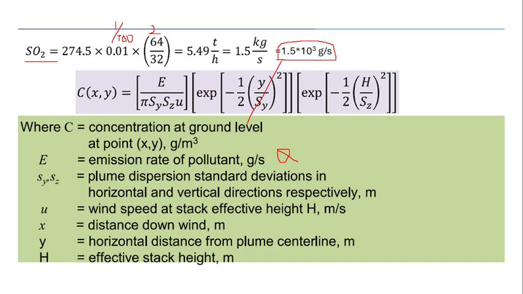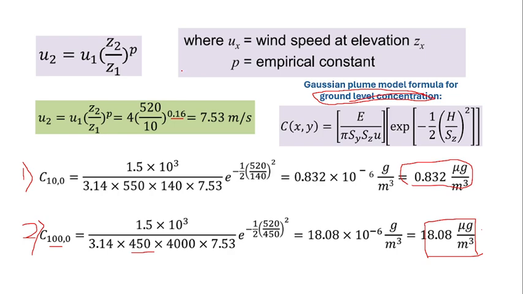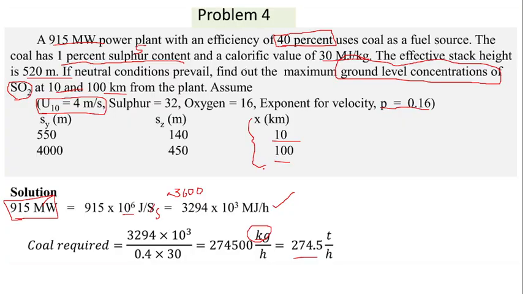Now all the data are obtained. E is obtained, and you only need to calculate U. U at the effective height is calculated using U2 by U1 equals Z2 by Z1 whole power P. By substituting all the given values, sigma y and z, we can calculate the concentration of the pollutant at any distance, like 100, 10, any x distance.